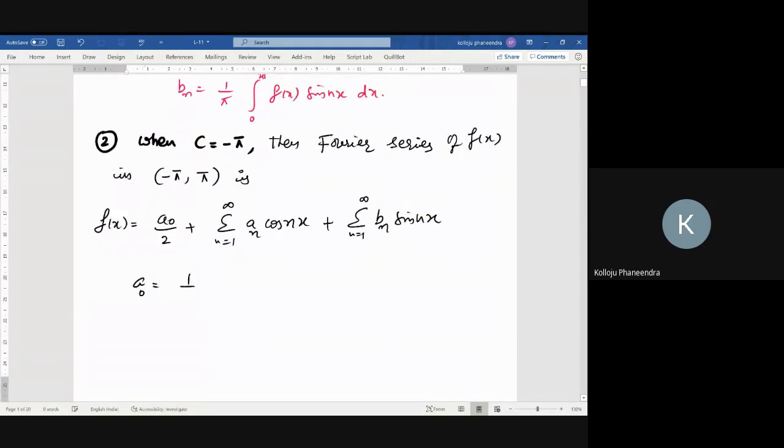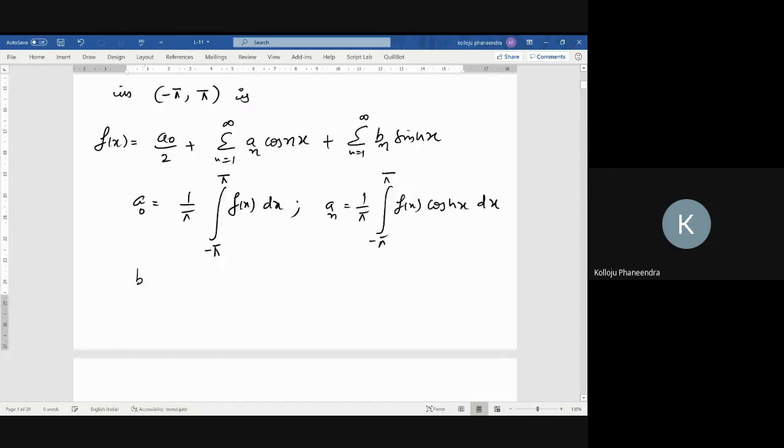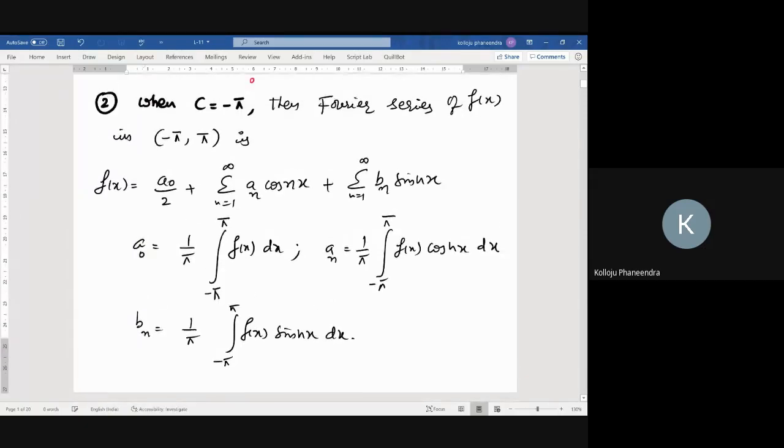What is a naught? 1 over pi, c to c plus 2 pi, with c value minus pi, this becomes integral minus pi to pi f of x dx, and an value is 1 over pi integral minus pi to pi f of x into cos nx dx, and bn value is 1 over pi integral minus pi to pi f of x into sin nx dx. Okay, now this is the Fourier series formula in the interval minus pi to pi.